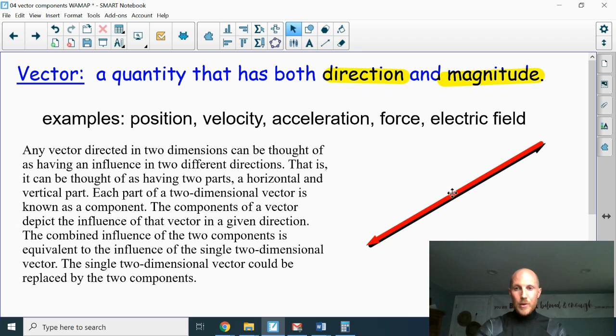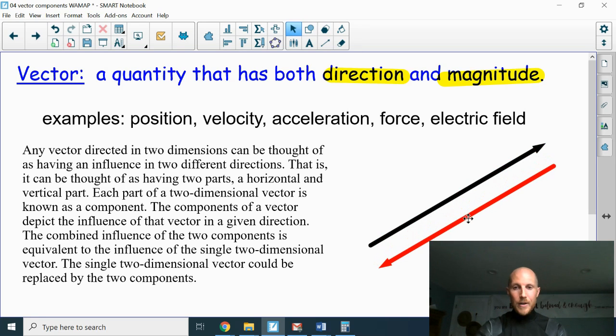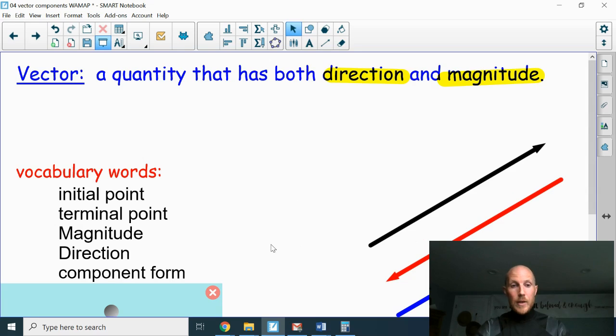So these both have the same length, they have the same magnitude, right? But obviously they're pointing in different directions, so these are going to be different vectors. If I had another vector that was going in the same direction, but it was a different size, that also would be a different vector. Okay, so we have some vocabulary words I want to look at related to vectors. So here's my example of the vector going in the same direction, but with a different size.